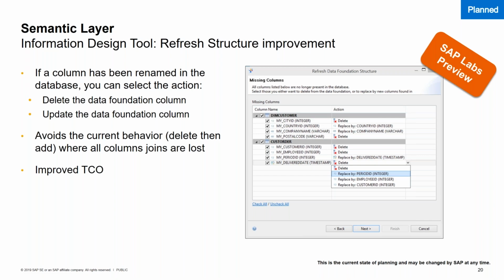This is to avoid the current behavior, which is to delete, then add again the old column, where joins are lost. So this improvement is really to improve the cost of ownership and to facilitate the usage of the refresh structure action.